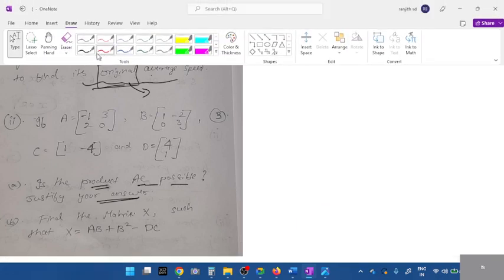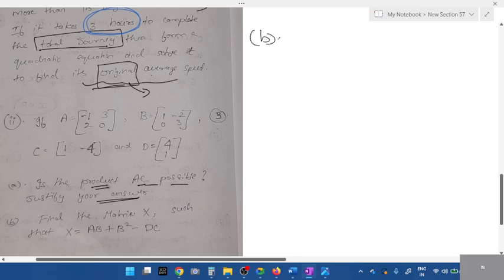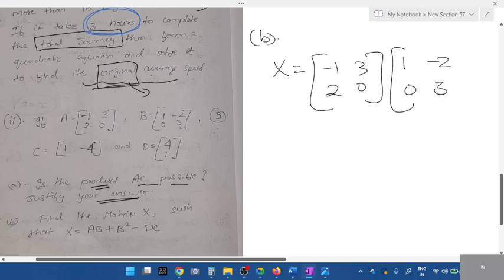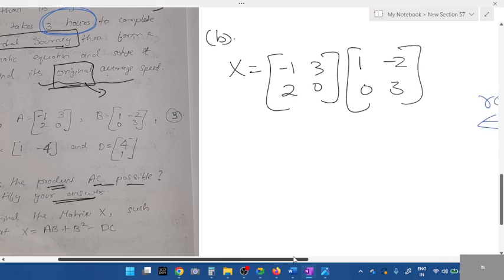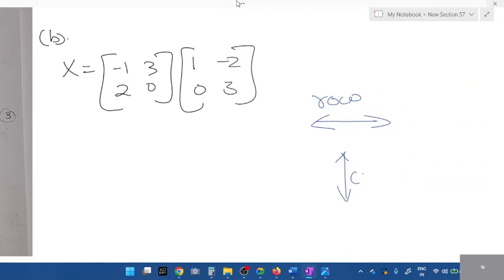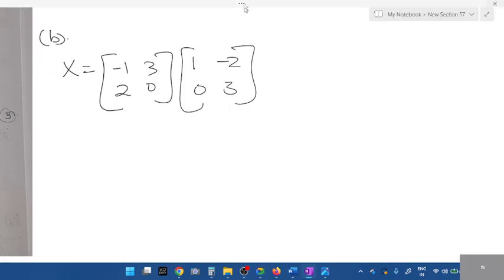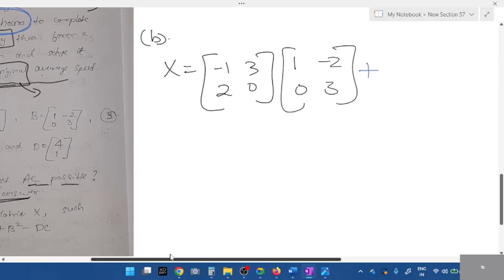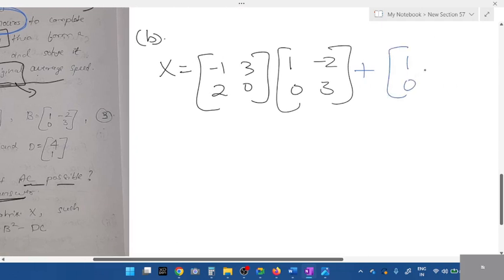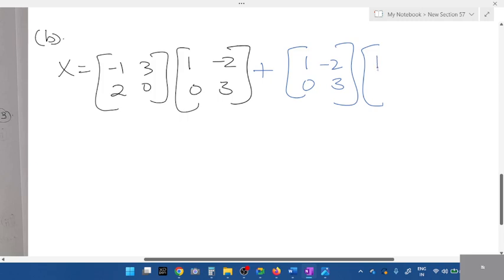Next one. B, students. Find the matrix X such that X is equal to A into B. I'll write it. Minus 1, 2, 3, 0 into B, which is 1, 0, minus 2, 3, plus B square. Actually, this was given for 4 marks. I forgot and I had given it for 3. B square is 1, 0. How many times do you have to multiply, students, if it is B square? Multiply twice.